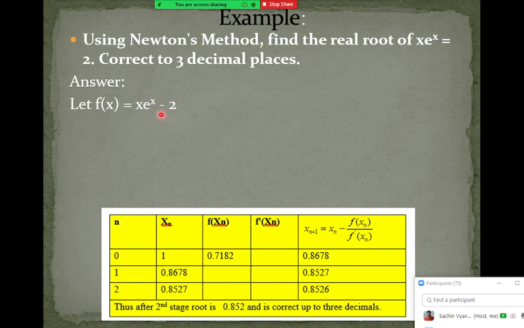Now what is f(0)? Minus 2. Okay, correct. f(1)?